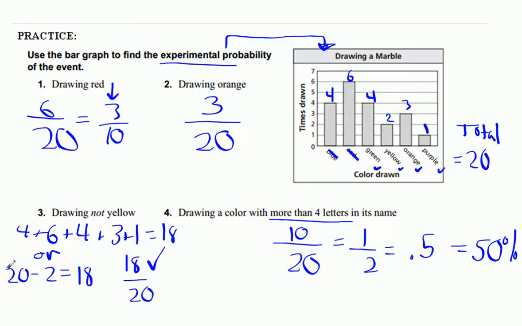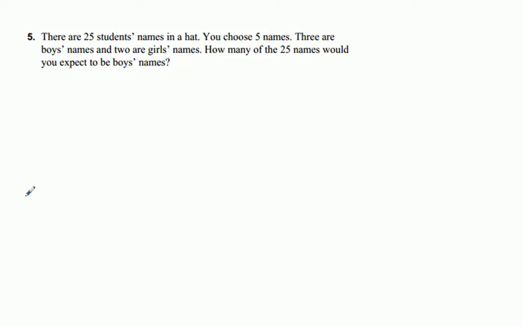All right, moving on to another kind of type of question, and then we'll go back to theoretical probability in a moment. There are 25 students' names in a hat. I'm choosing 5 names. 3 are boys' names, 2 are girls' names. How many of the 25 names would you expect to be boys' names? So this is a predicting question. And one of the real main uses in real life of probabilities is to do predictions, like the weather. If it says it's going to rain 10% of the time, how many days would that be actually raining? Stuff like that.